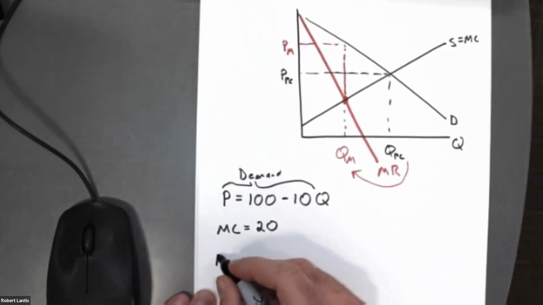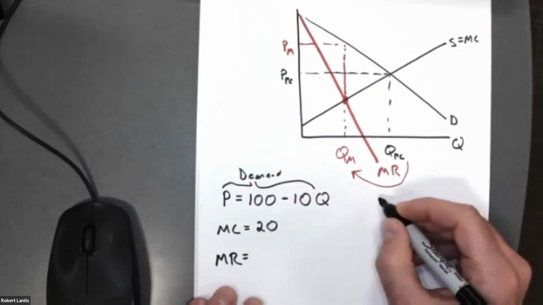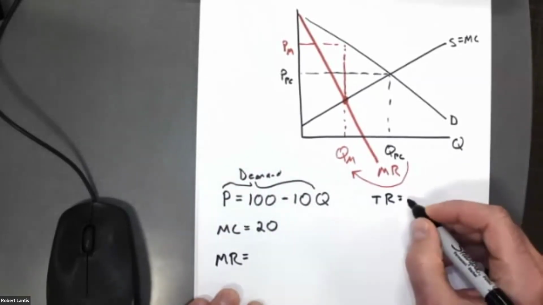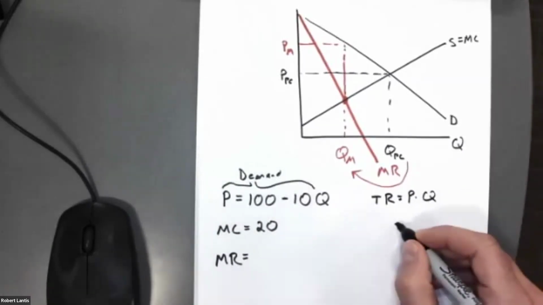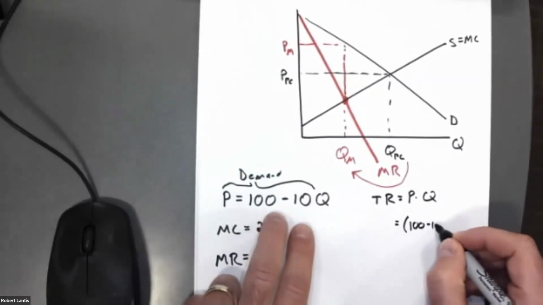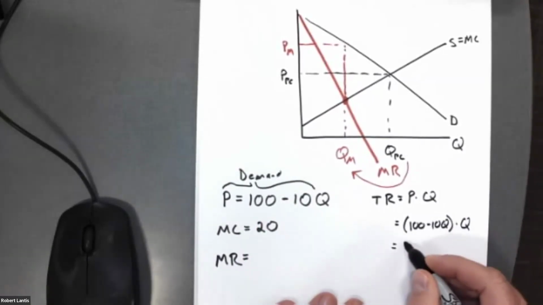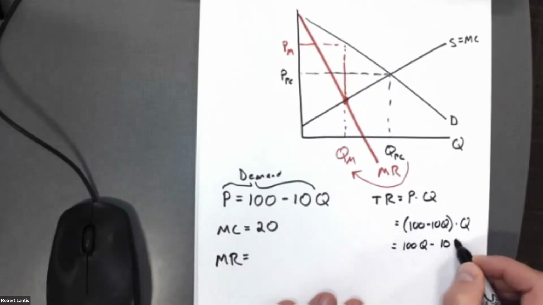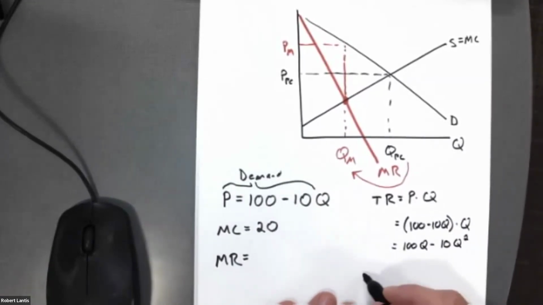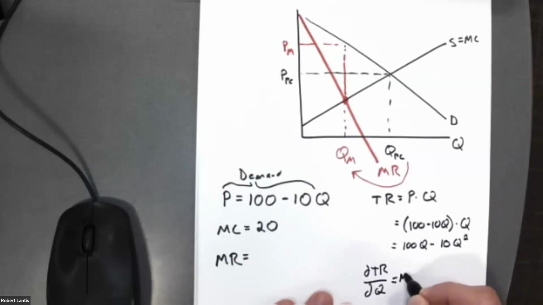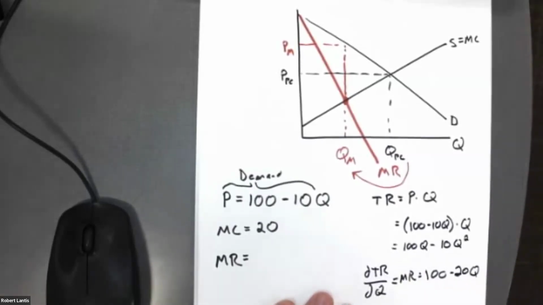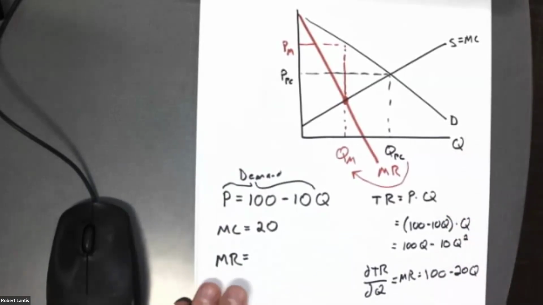So we set our marginal revenue curve, and I could go ahead and do this. What's total revenue? Well, that's price times quantity. What equation do I have for demand? 100 minus 10Q, so times Q here. I would have 100Q minus 10Q squared. If I wanted to find marginal revenue, that's the derivative of total revenue with respect to quantity. So that would be 100 minus 20Q.